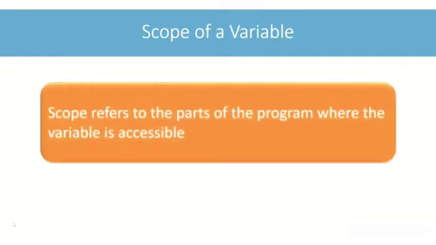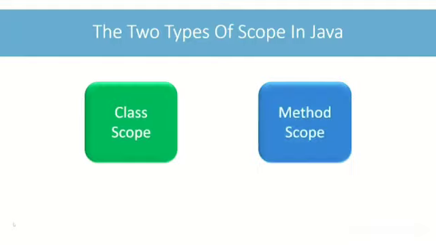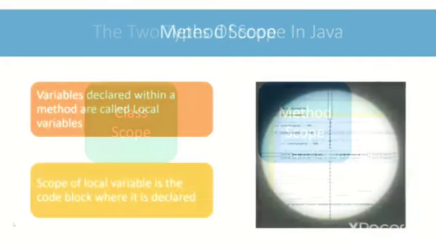In other words, scope means in which parts of the program you can see and use your variable. In Java, broadly there are two types of scope: class scope and method scope. We will defer discussing class scope to after we have discussed classes. Right now, we will look into method scope.